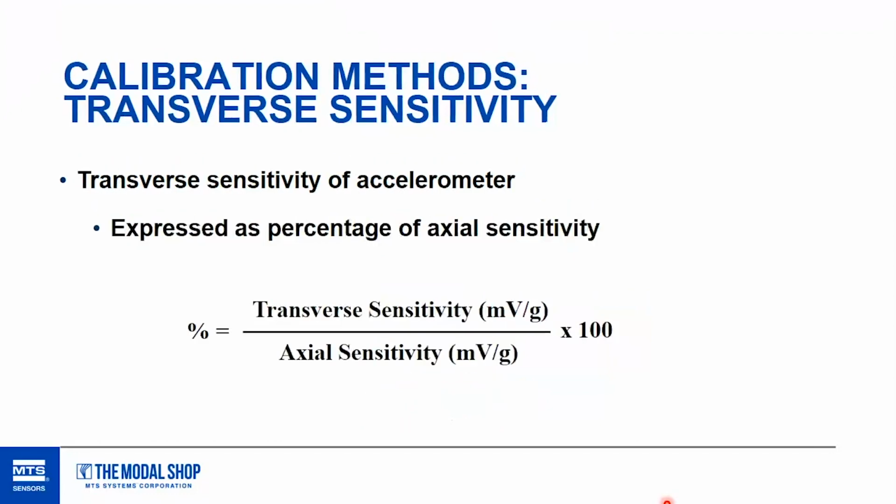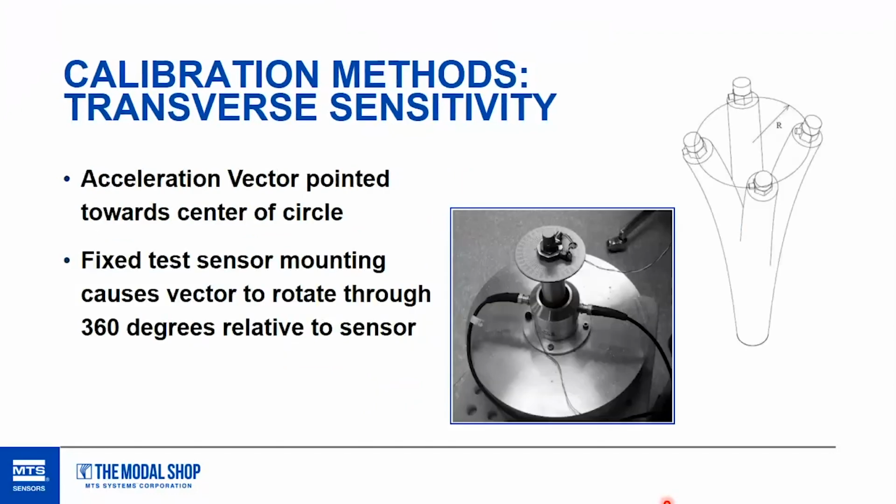So how is that expressed for a sensor? There's a thing we call transverse sensitivity, and that is how sensitive your accelerometer is to transverse motion. We express that as a percentage of the axial sensitivity. So you have some output out of the main axis, and you also have some output out of that horizontal axis. As a percentage, it's the ratio of those two. And to get that measurement, we use something like this.